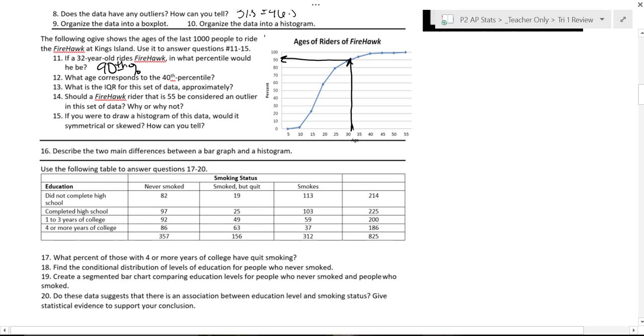The 40th percentile, we're working backwards in the opposite direction. So we're saying from 40 to that line, and then we're drawing down. It seems to be about 16, maybe 15.